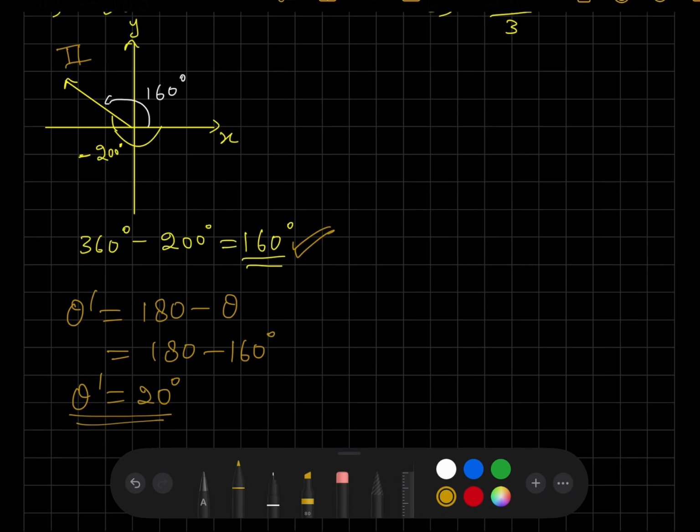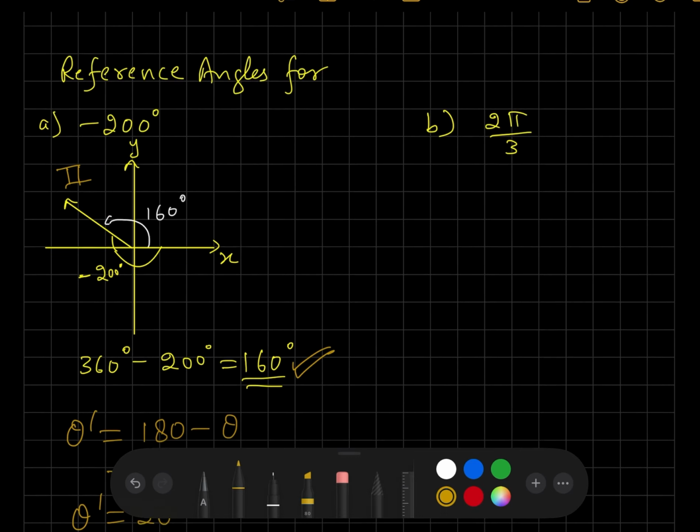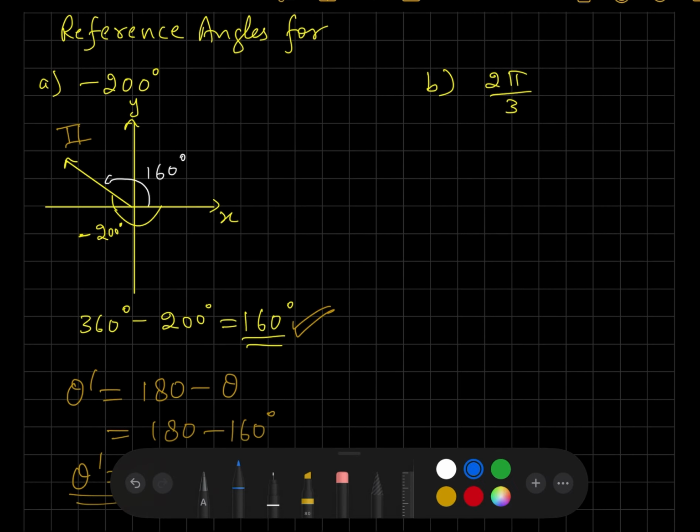Got it? Now let us find it for 2 pi by 3. Let us locate where my 2 pi by 3 angle is. My 2 pi by 3 angle is 120 degrees. So 120 degrees lies in the second quadrant, and this angle is your 2 pi by 3.